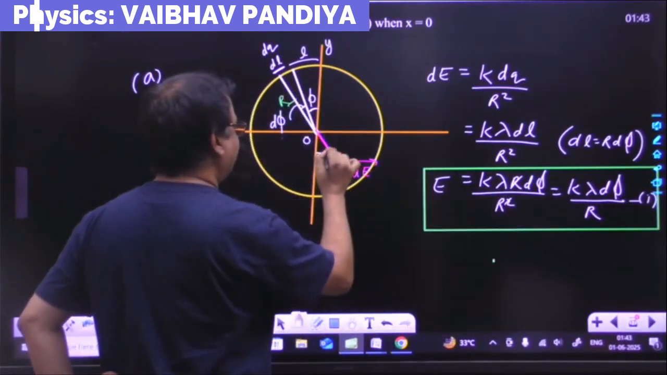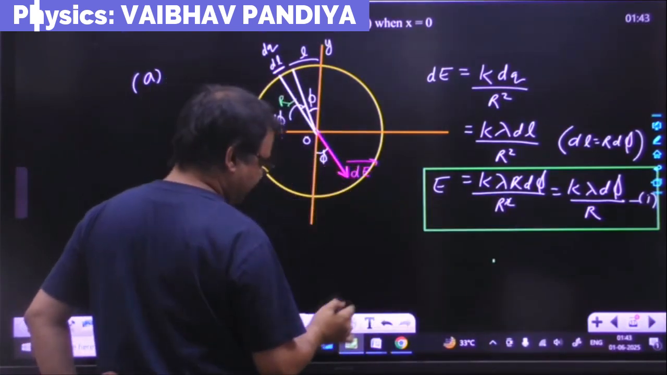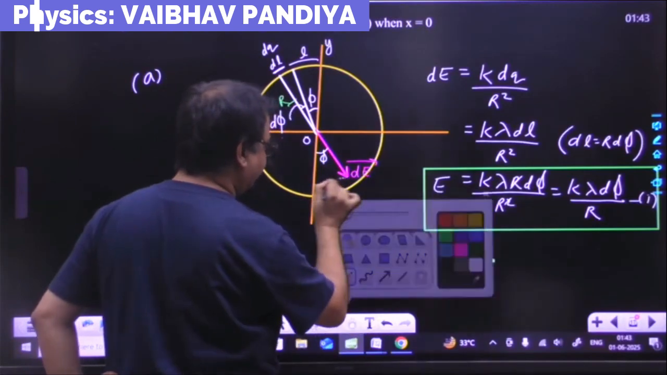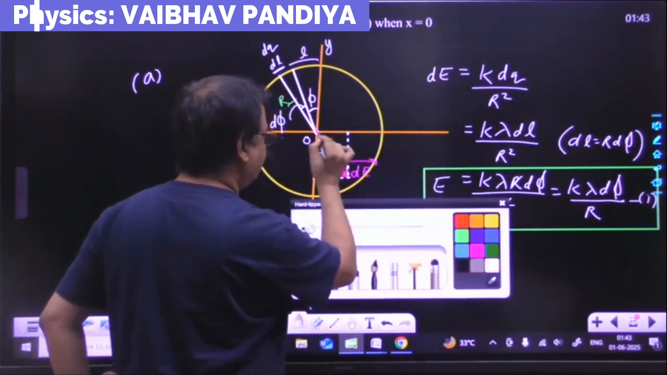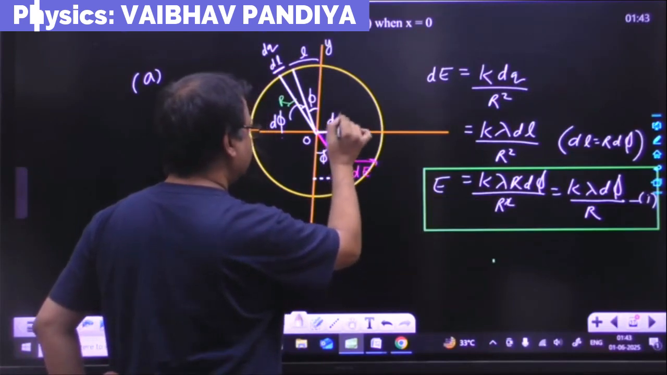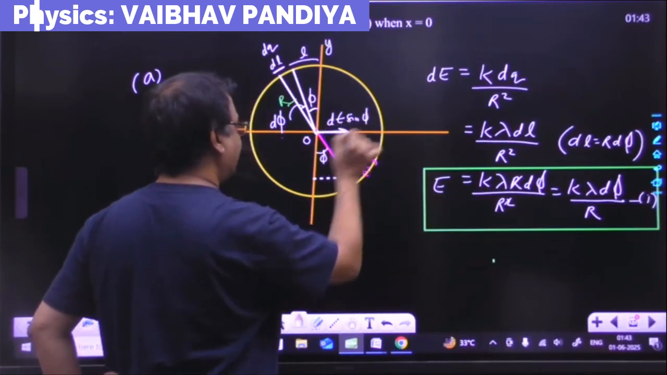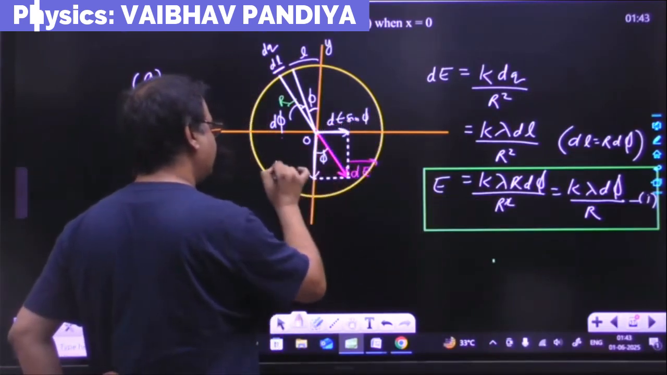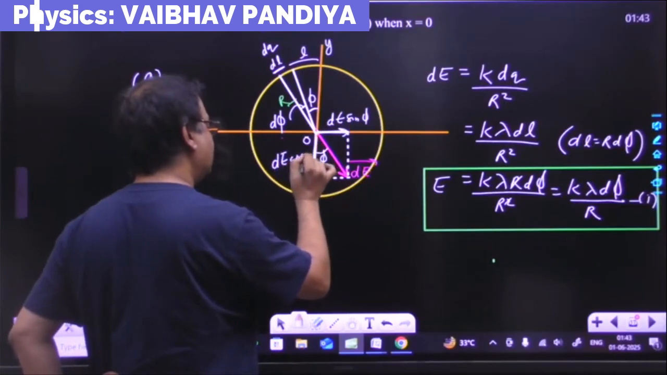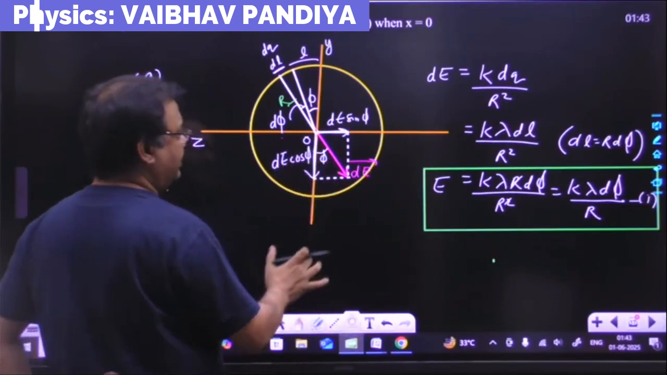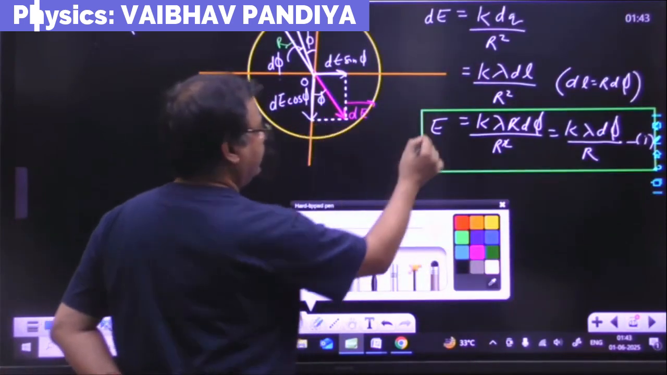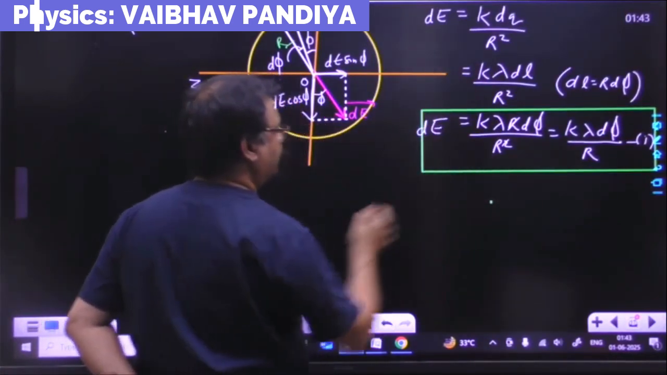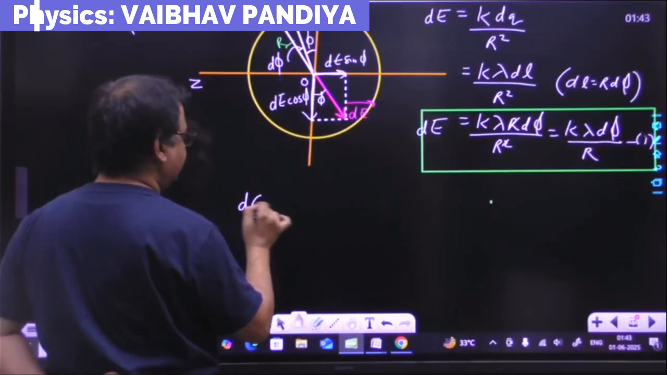So this angle is phi, this angle will also be phi, correct? So if I'm taking the component, I can drop the perpendicular. So this will come to be dE sine phi, and this will come to be dE cos phi, correct? Where phi is the azimuthal angle. So what is dE? Sorry, this is your dE. So what is your dEx?